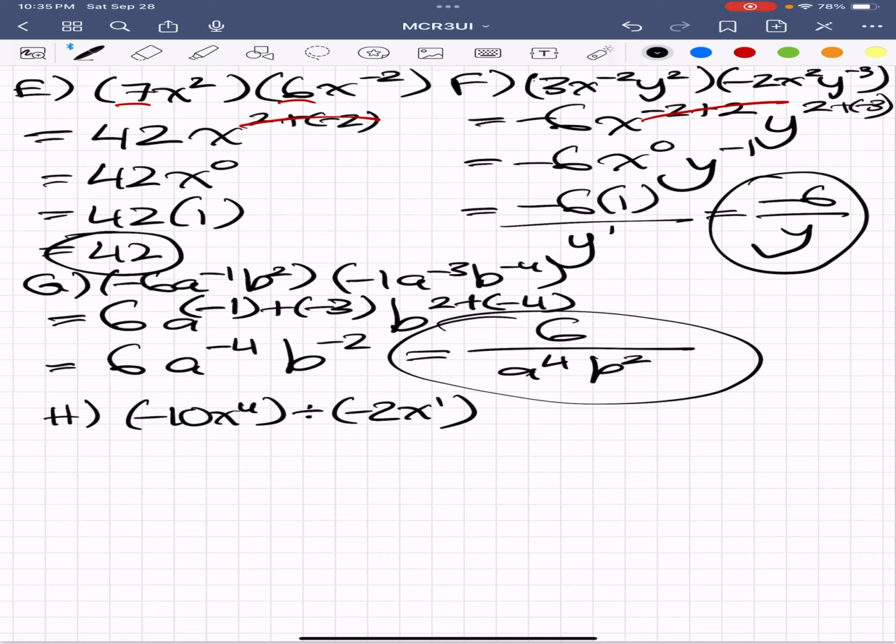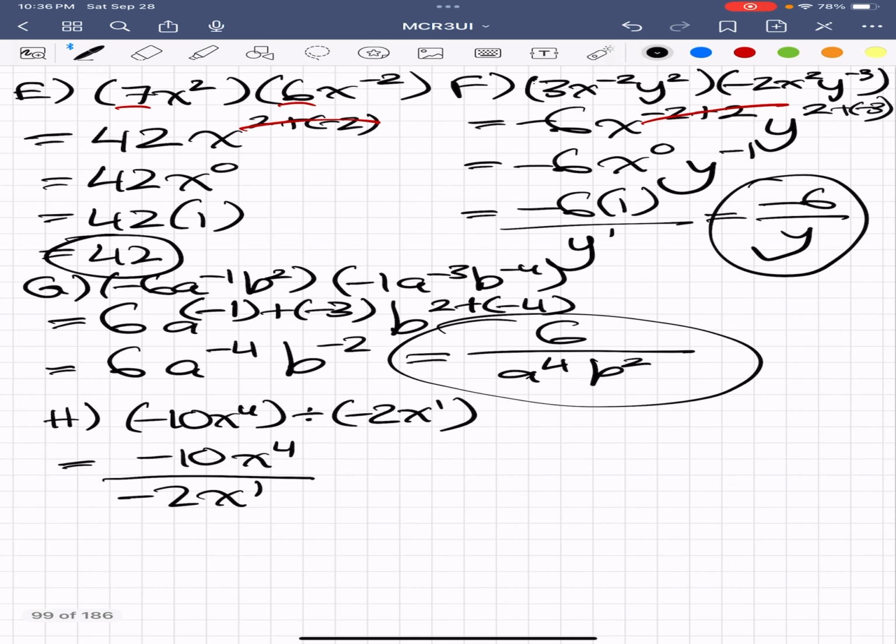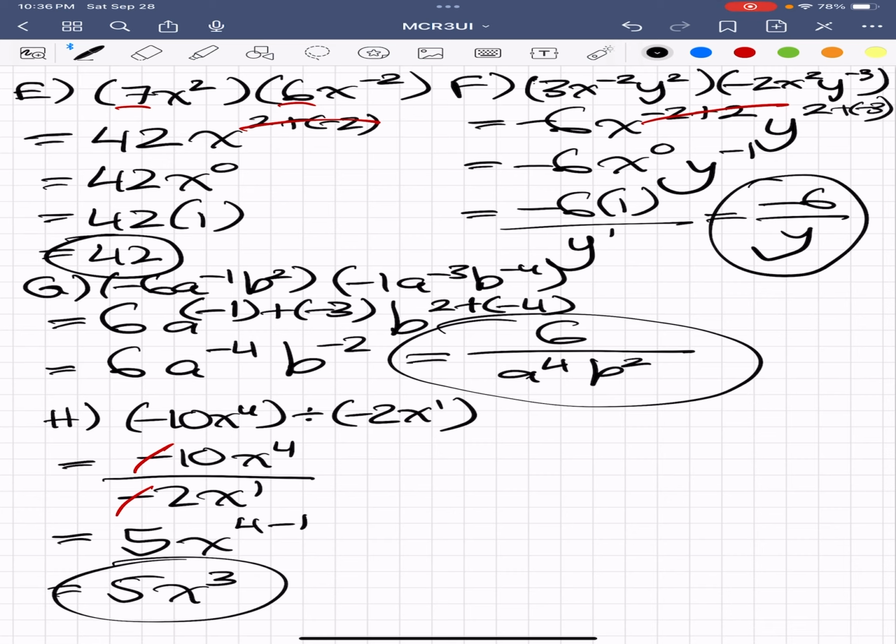Next, we have division. So if it helps, you can write it like this: -10x to the power of 4 over -2x to the power of 1. Negatives cancel out. Negative over negative cancels out. So 10 divided by 2 would be 5. And we have x to the power of 4, subtract 1. So we have 5x to the power of 3, and that's our final answer. Moving on.